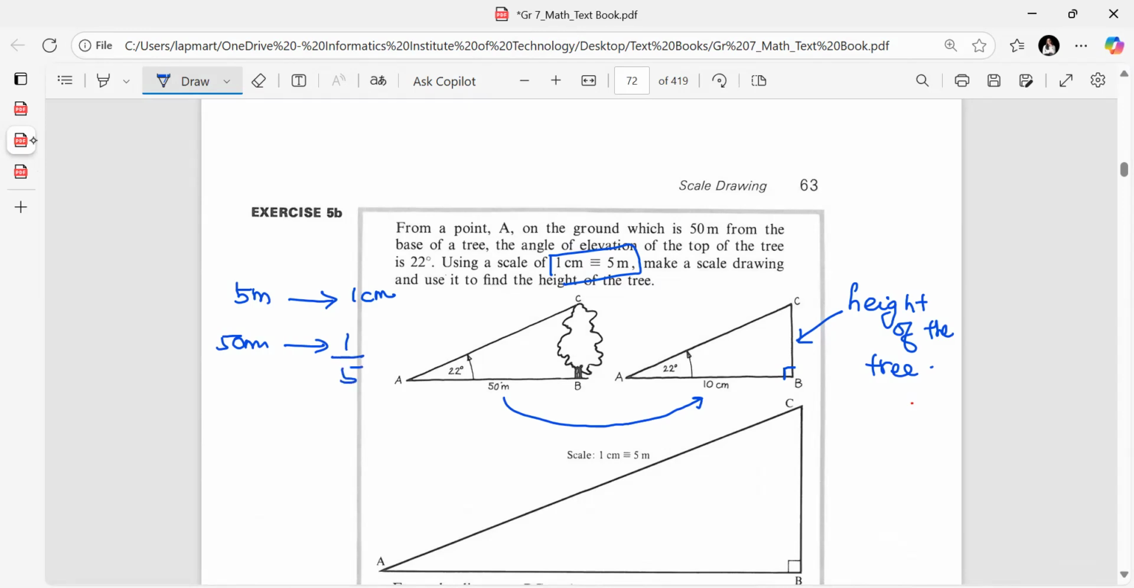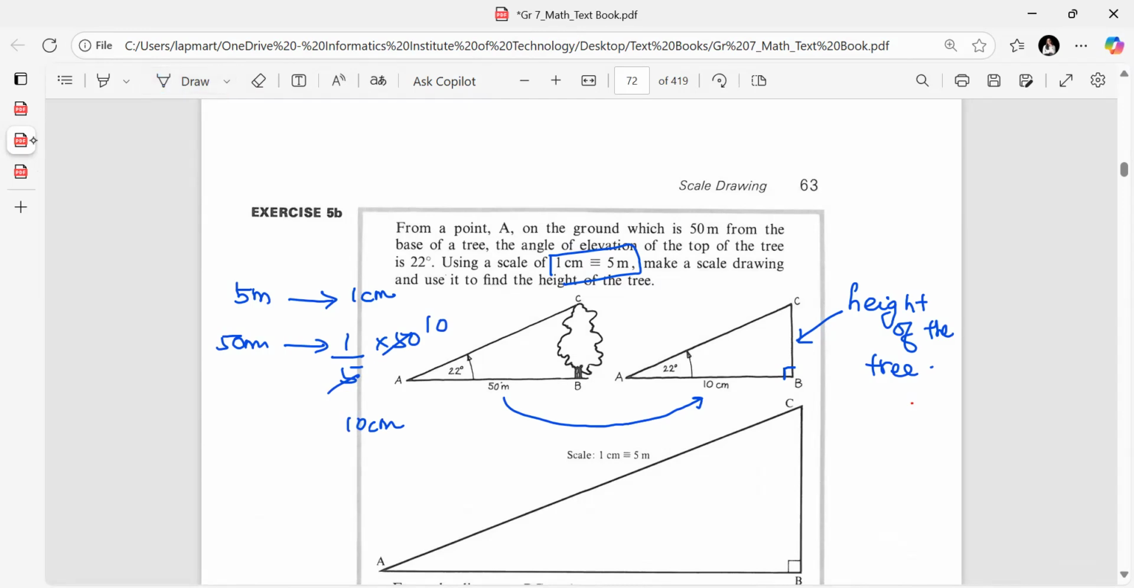1 over 5 multiplied by 50. So then it gives me 10. So then I should have 10 centimeters. Here I have 10 centimeters, right? And here I have 22, right? So then what you want to do is draw the scale drawing, and find the height of the tree. That means you want to find the BC length.